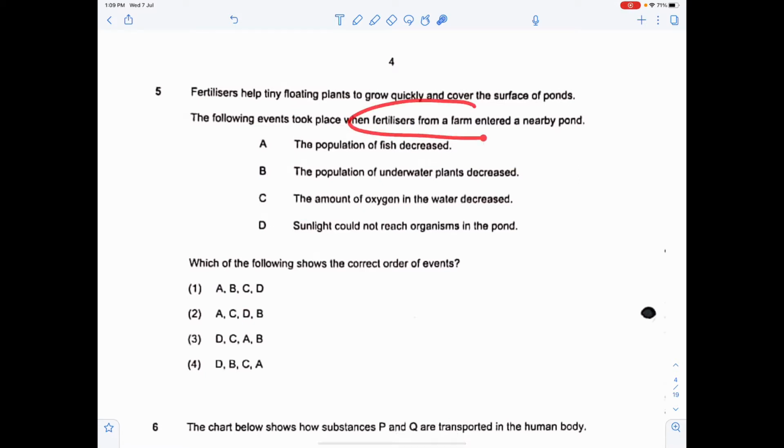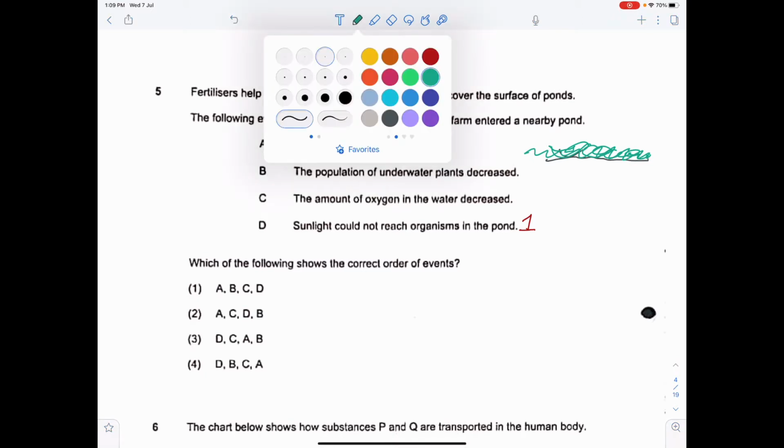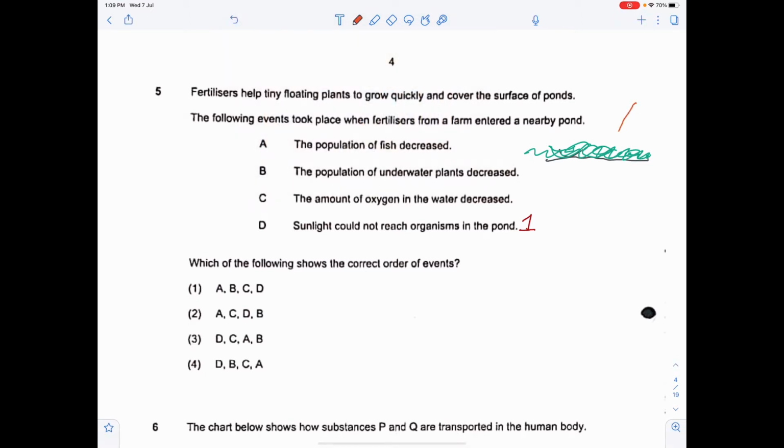So when fertilizers enter a nearby pond, what happens is that it encourages growth of these floating plants. So all of them will float and they will grow, their leaves will become bigger. And when that happens, it will start to block off. Okay, sunlight could not reach the organism in the pond. Alright, so you imagine if this is the pond, the surface of the pond, your plant starts to grow on top rapidly. Okay, a lot of them grow. And they cover up the surface of it. Your sunlight would not be able to reach the bottom.